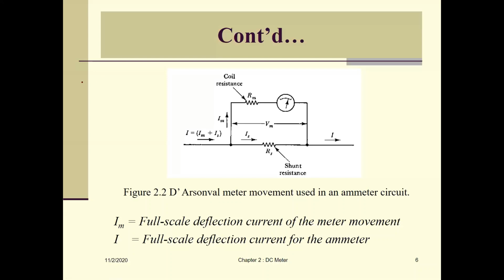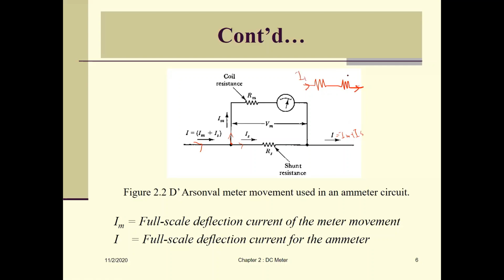If current flows in series, it will be the same. Current flows here until this point and will be divided by 2, Im and Is, and then combined again. That's why I equals Im plus Is. So if current flows in series, it will be the same.